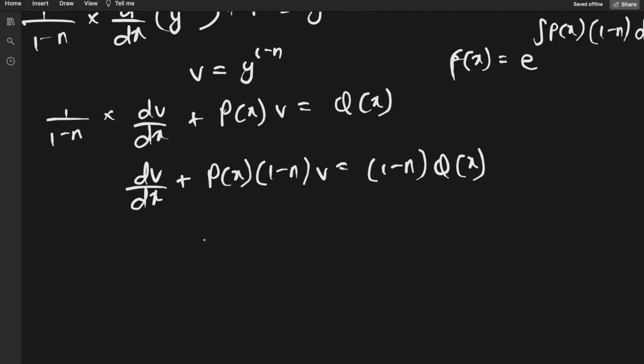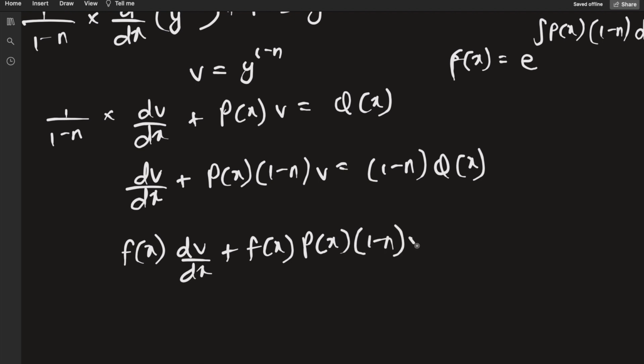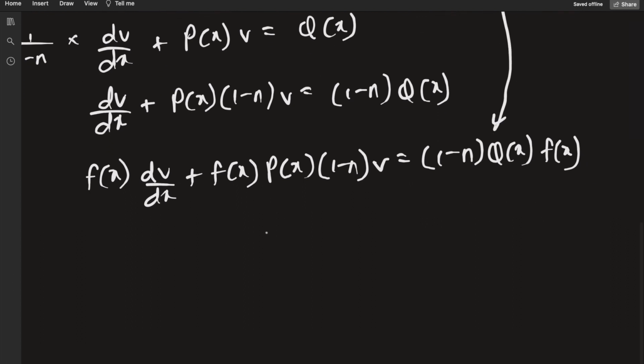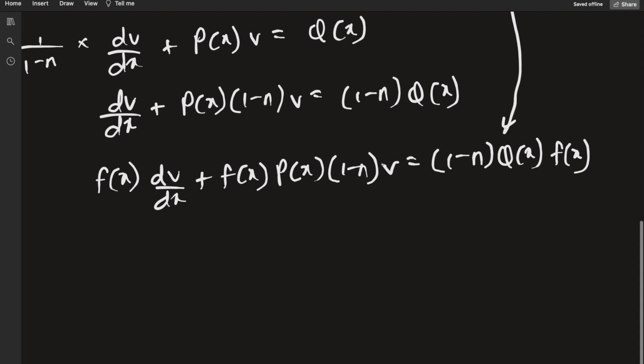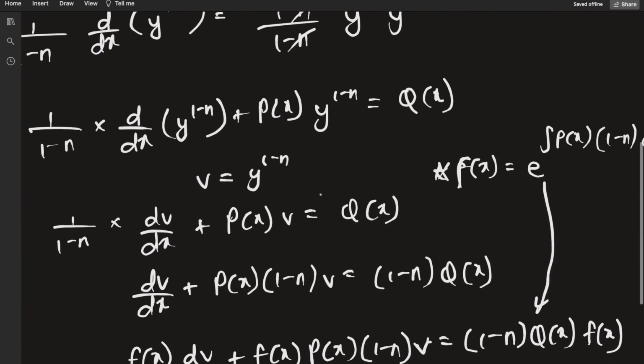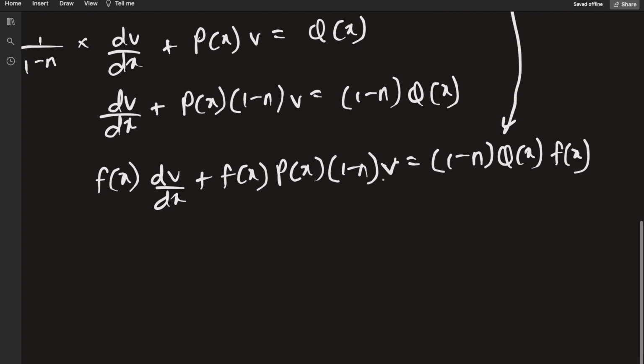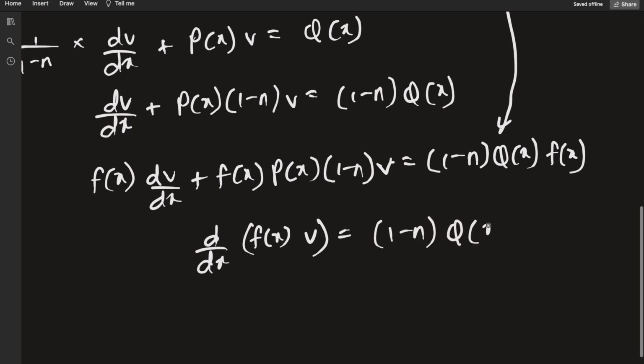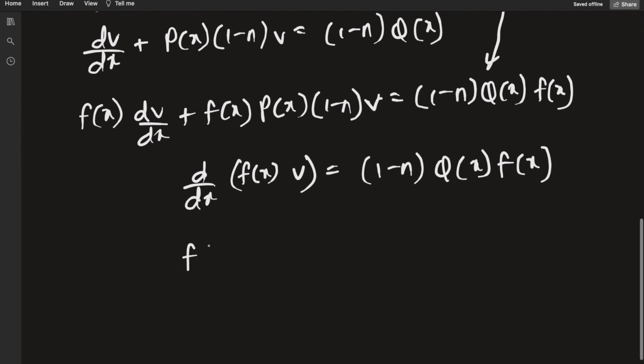So if we multiply both sides by the integration factor, we get f of x dv over dx plus f of x times p of x times 1 minus n times v is equal to 1 minus n times q of x times f of x. Now this is just like before. We converted a non-linear differential equation to a linear one by Bernoulli's method, and now we're just solving the linear one. If you recall the definition of f of x, it's just the chain rule, or the product rule in this case. So this is d over dx of f of x times v, and that's equal to 1 minus n times q of x times f of x, and then we take the antiderivative of both sides.